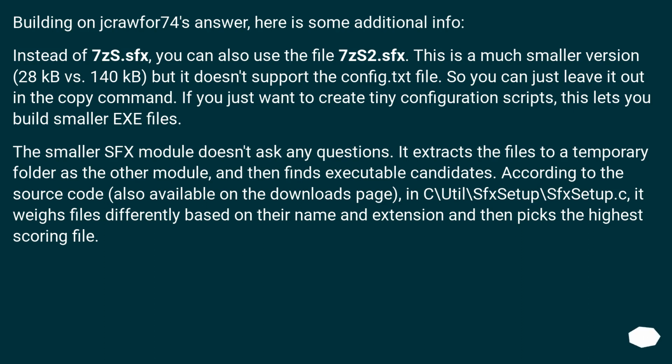Building on JSeroffer74's answer, here is some additional info. Instead of 7zs.sfx, you can also use the file 7zs2.sfx. This is a much smaller version, 28 kilobytes versus 140 kilobytes, but it doesn't support the config.txt file, so you can just leave it out in the copy command. If you just want to create tiny configuration scripts, this lets you build smaller exe files. The smaller SFX module doesn't ask any questions. It extracts the files to a temporary folder like the other module, and then finds executable candidates. According to the source code, also available on the downloads page, in c/util/setup/setup.c, it weighs files differently based on their name and extension and then picks the highest scoring file.